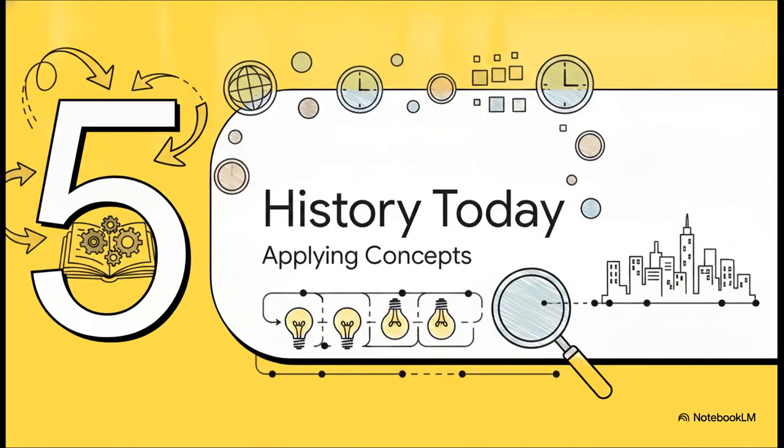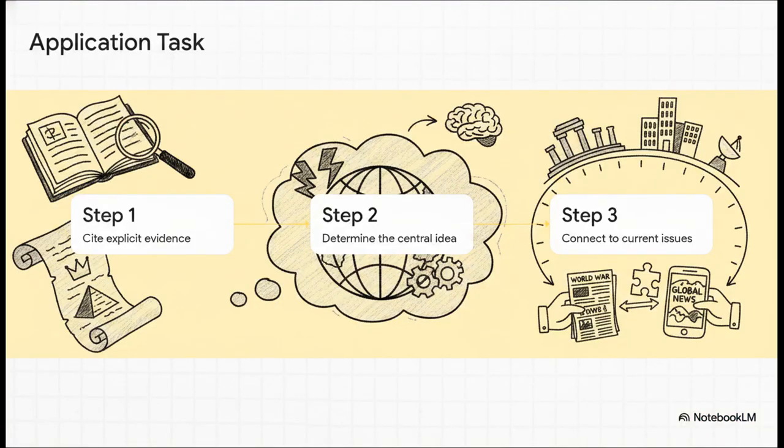Which brings us to our final section, Part 5, Applying History to Today. So after studying all these empires, the World Wars, and the Cold War, Lesson 4 culminates in this big application task, and it breaks down into 3 very clear steps. Step 1, cite explicit evidence from historical texts. Step 2, determine the central idea of the conflict. And Step 3, connect these past events to current global issues.